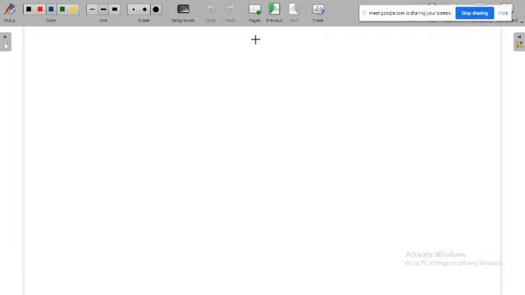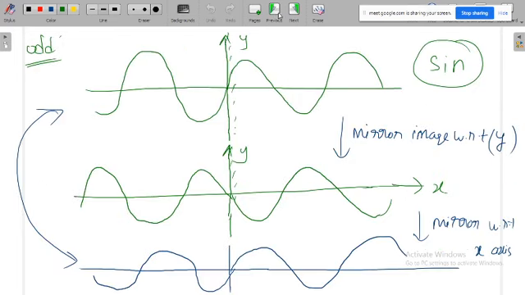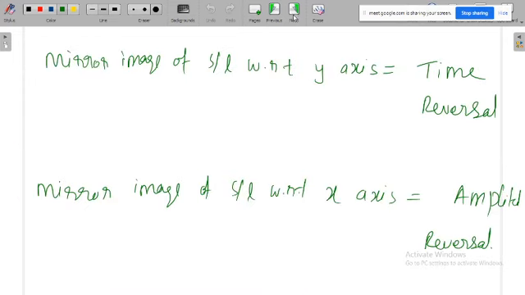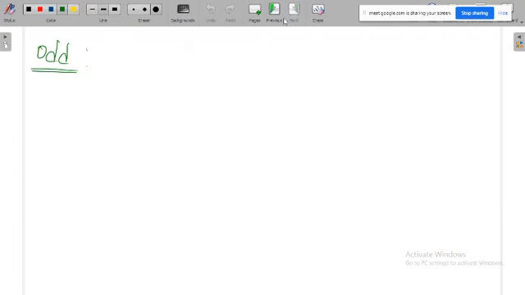Then what about the odd signal? Mathematically again, for an odd signal we have to take both time reversal as well as amplitude reversal. That means mirror image with respect to the y-axis, and mirror image with respect to the x-axis. That means we have to do both operations, time reversal as well as amplitude reversal.